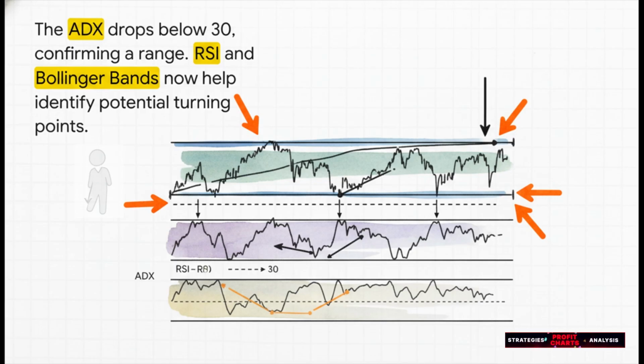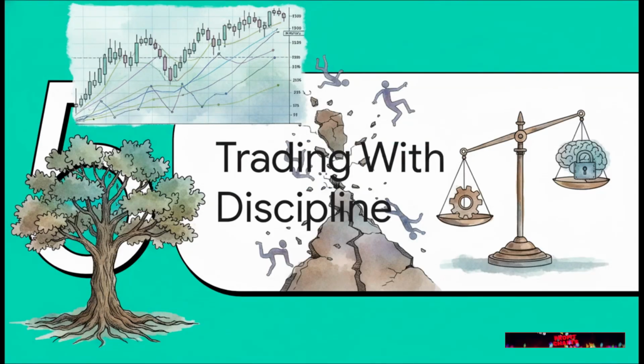The ADX kind of takes a backseat, and now we rely on our momentum and volatility specialists, the RSI and Bollinger Bands, to help us spot potential turning points at the top and bottom of that range. So, we've seen how this system can help us read the market and adapt our strategy. It's pretty powerful, right? But having the perfect setup, that's only half the battle.